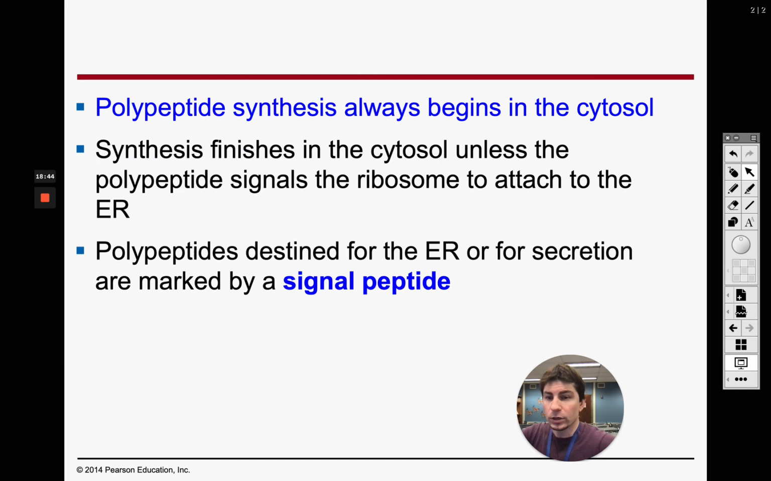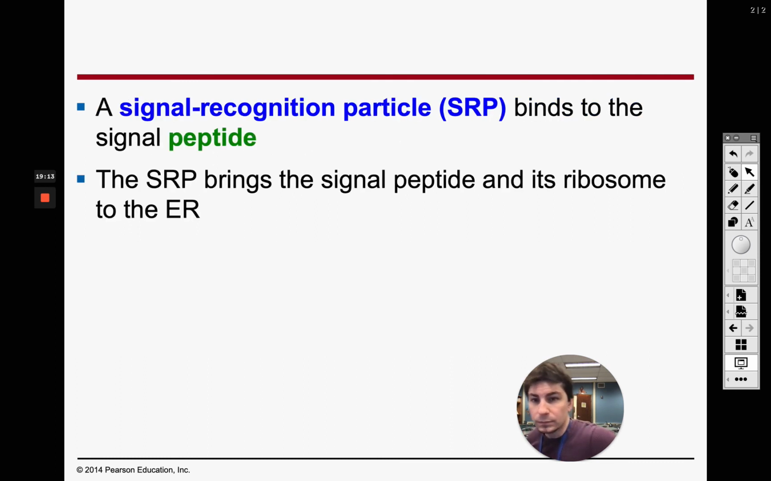So regardless of where it's going to go, outside the cell or stay in the cell, it's still going to all start in the cytosol, this making of the polypeptide. It might stay in the cytosol, or it might go to the ER. And determining where it's going to go after the original protein is made, that's where we are going to bring in something called a signal peptide. So we're going to have a signal recognition particle, an SRP, and it's going to bind to this signal peptide.